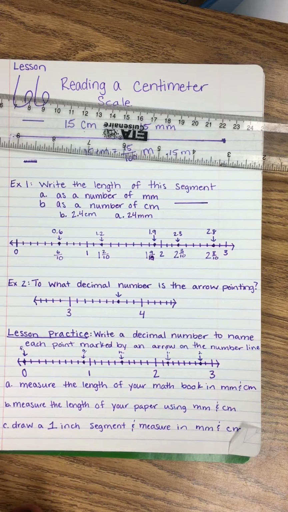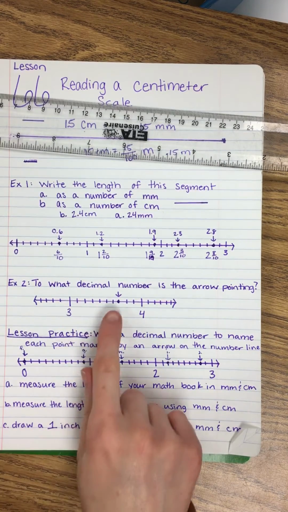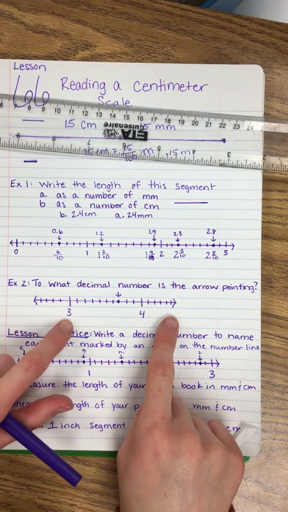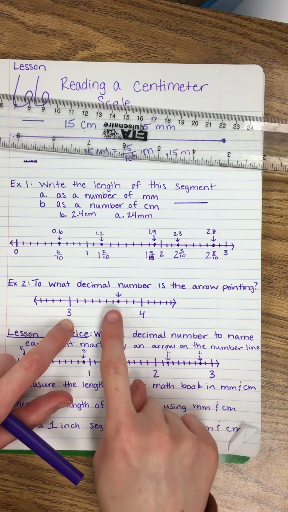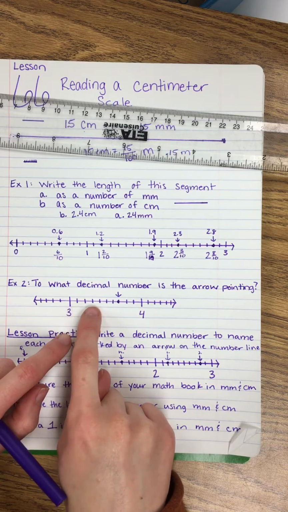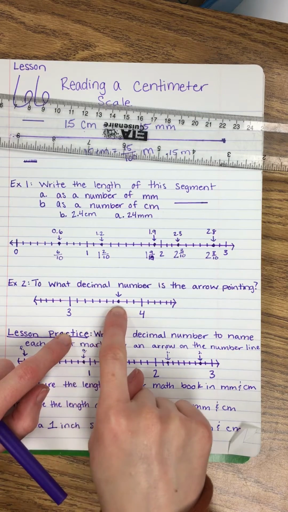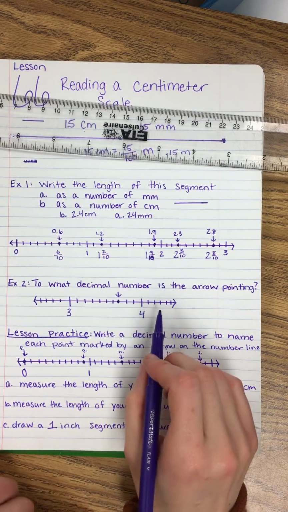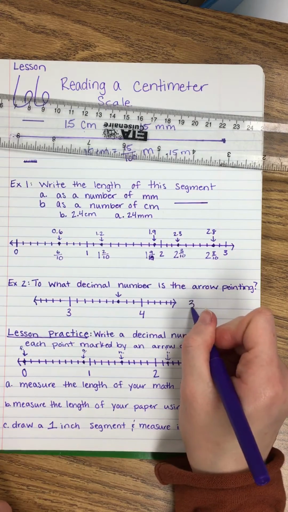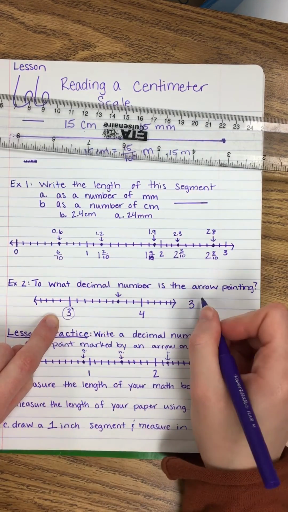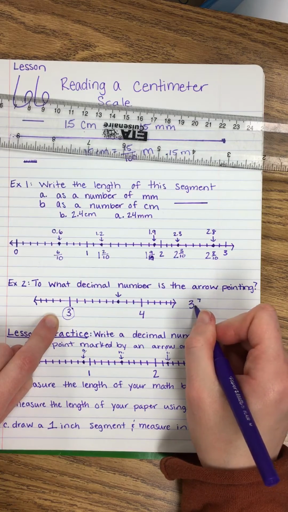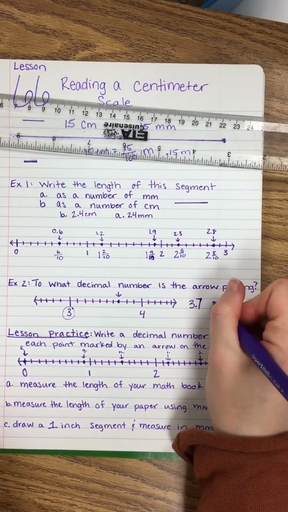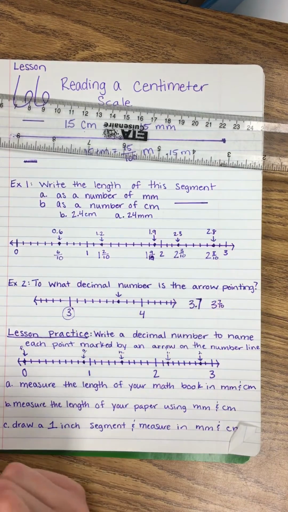Example 2. What decimal number is this arrow pointing to? This is also divided into tenths, and it starts at 3 and ends at 4, and that arrow is pointing to the 1, 2, 3, 4, 5, 6, 7th line between these numbers. The decimal number is 3, and then how much after 3? 0.7, so 3.7, because that is a decimal number. If it asked you for fractions, it would be 3 and 7/10, but it didn't.